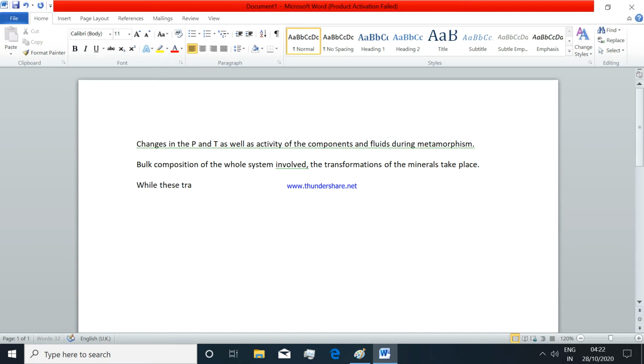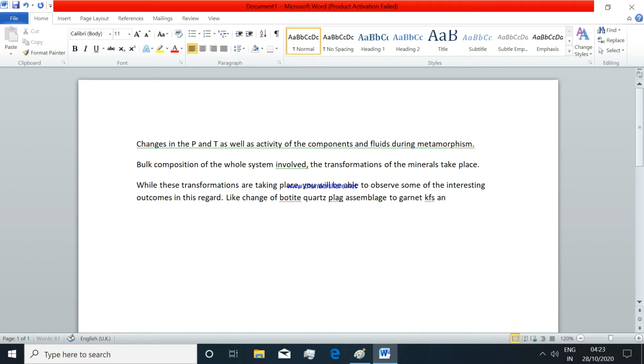While these transformations are taking place, you will be able to observe some interesting outcomes in this regard, like change of a biotite, quartz, plagioclase assemblage to garnet, potash feldspar and fluid.